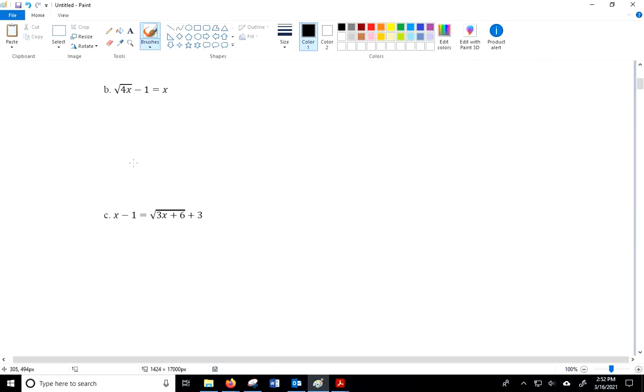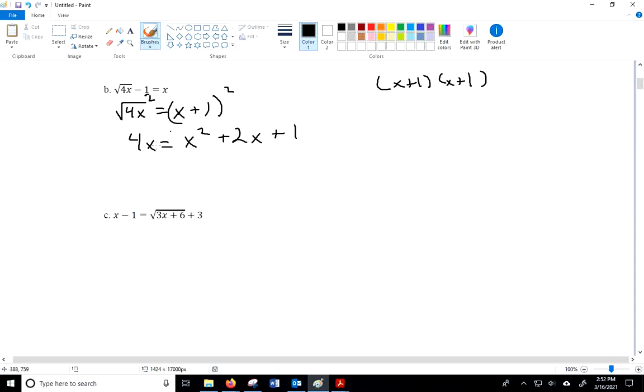All right, let's try the next one. Square root of 4x minus 1 equals x. So I'm going to add 1 to both sides so that I can isolate the square root of 4x. Then what I want to do is square both sides. The square root of 4x squared becomes just 4x. And then over here on the right, I'm going to be squaring a binomial. So I square the x, then I multiply x plus 1 together and double it for the 2ab, and then square the 1. If you're not sure how that works, be sure to just multiply it out like this and FOIL it.